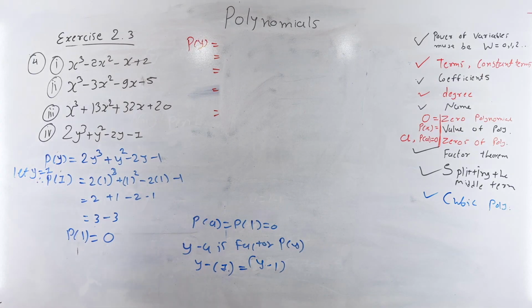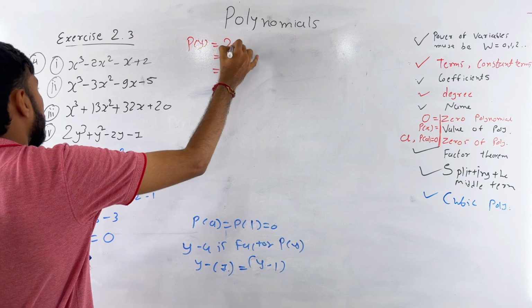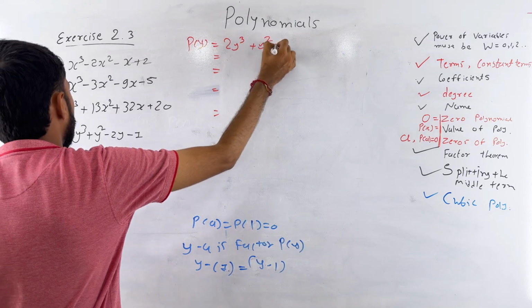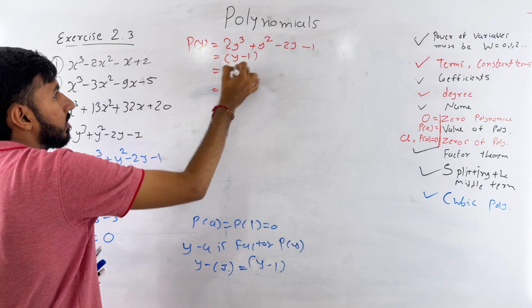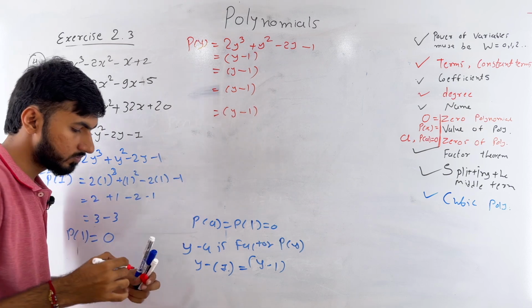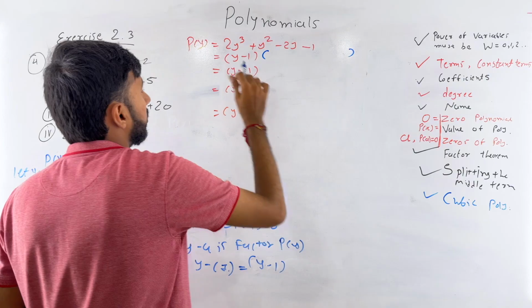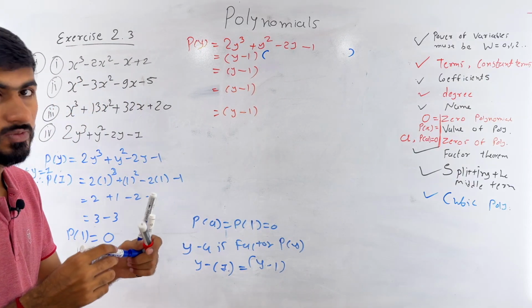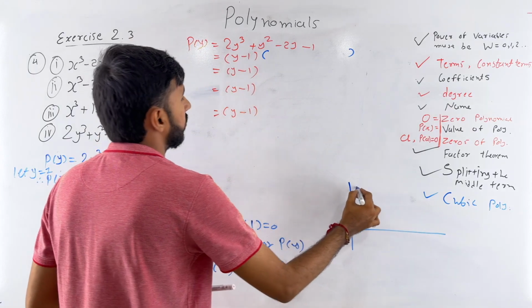Very easy, right? You don't have to get confused with variables, right? You can write x, y, anything that is mentioned in your question. Now, we have p of y equal to 2y cube plus y square minus 2y minus 1. Now, my first factor is y minus 1. Let me write it. So, y minus 1. Now, my second bracket I can get by dividing 2y cube plus y square minus 2y minus 1 by y minus 1. Let us use the synthetic method, synthetic division.